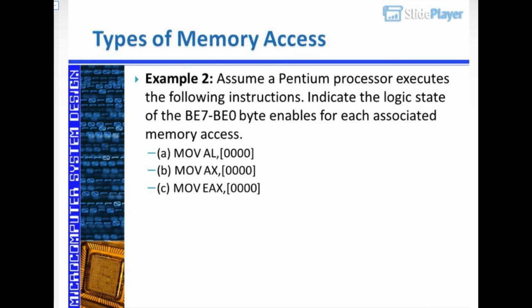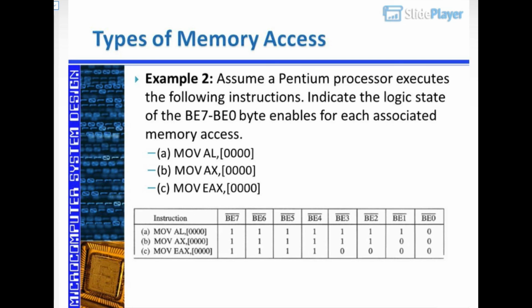Types of memory access. Example 2: assume a Pentium processor executes the following instructions. Indicate the logic state of the BE7 to BE0 byte enables for each associated memory access. A. MOV AL, 0000. B. MOV AX, 0000. C. MOV EAX, 0000.